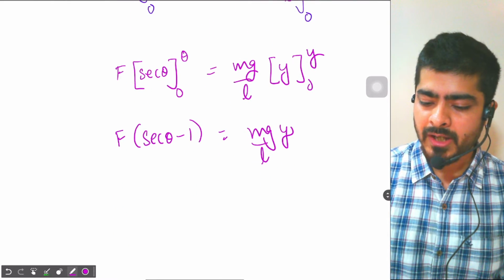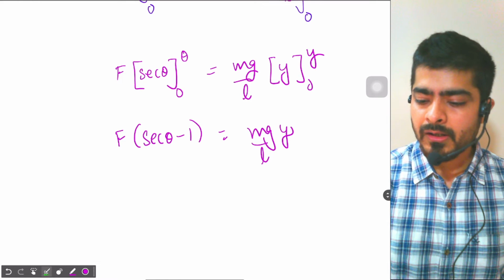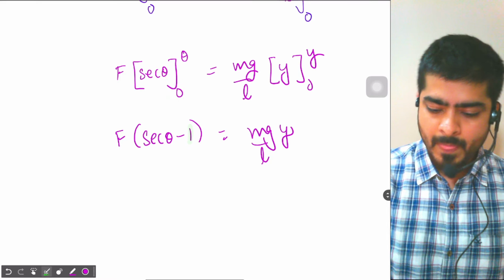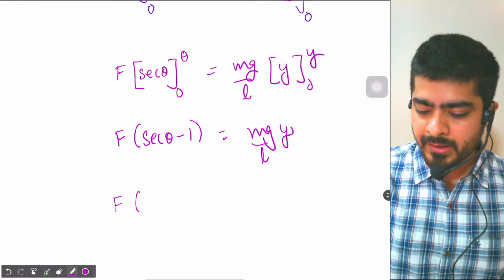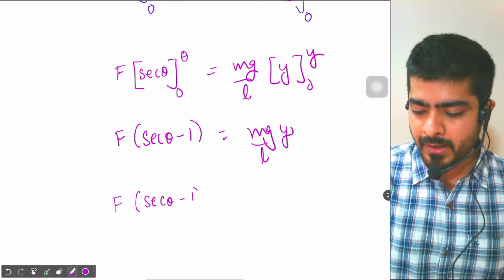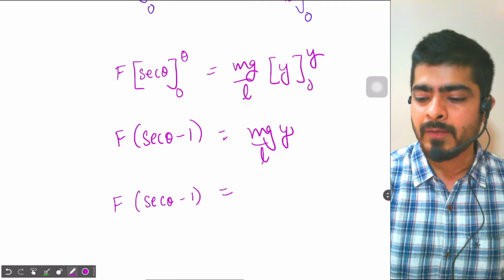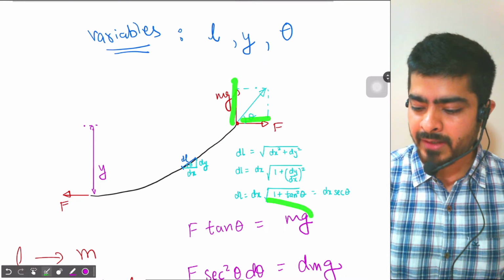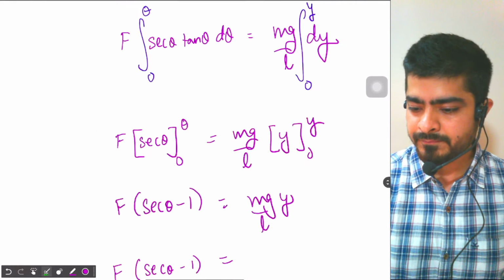Okay, now I put the limit 0 over here, so that's why I'm getting 1 over here, right? Now again I could rewrite this as f sec theta minus 1 equal to, what is mg? Total mass. In this equation mg is equal to f tan theta, right? Mg is equal to f tan theta.